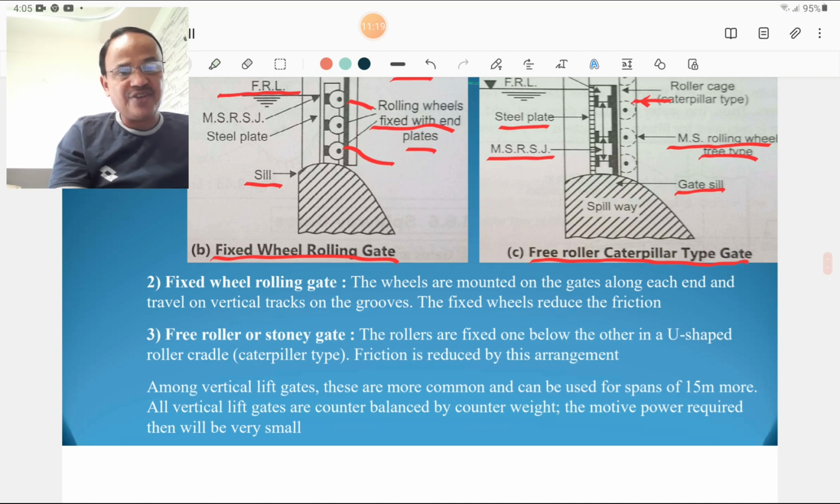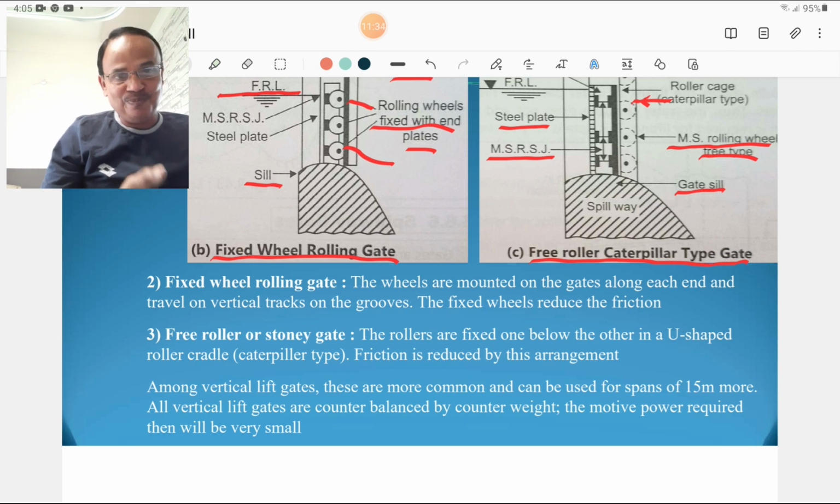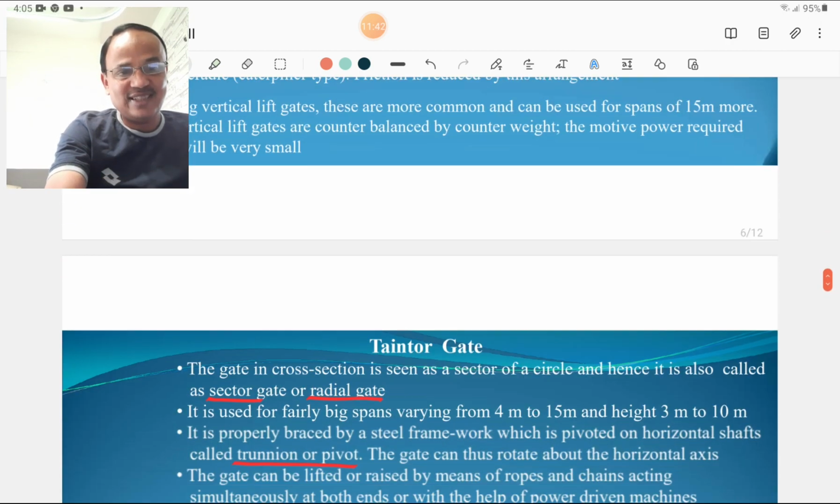All vertical lift gates are counterbalanced by a counterweight. The motive power required then will be very small. This is working on the counterweight arrangement. If the water level increases, the counterweight also goes in an upward direction and the water goes in a downward direction, and such an arrangement is there in these types of gates.